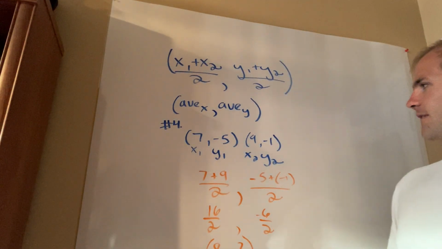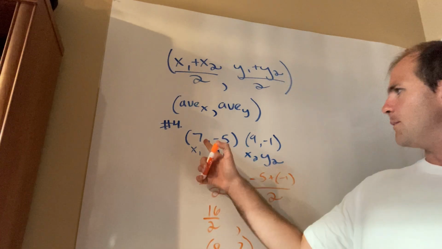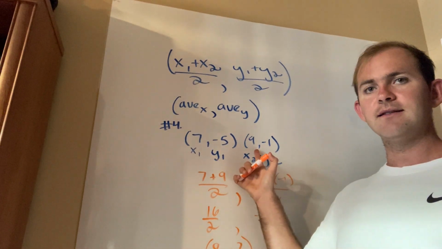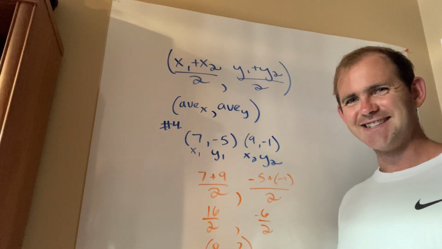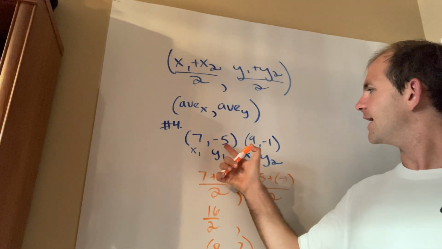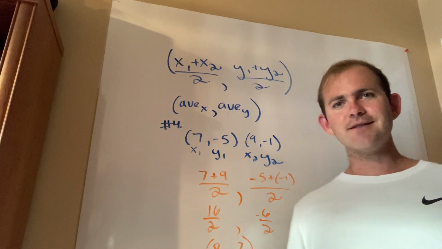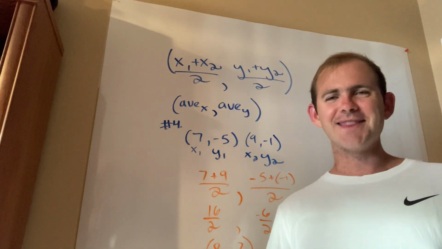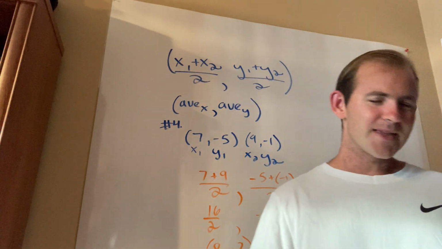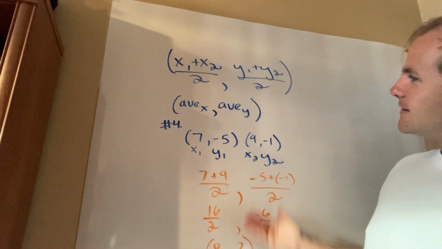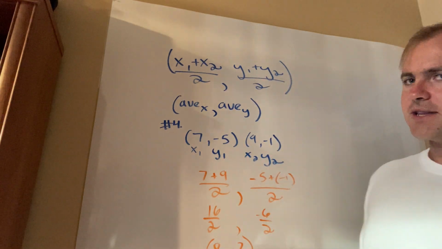Now let's think about if that makes sense. What number's between 7 and 9? Oh my god, it's 8. What number is between negative 5 and negative 1? Negative 3 is smack dab in the middle, okay? So again, it's a relatively simple problem, okay? That's all there really is to it.